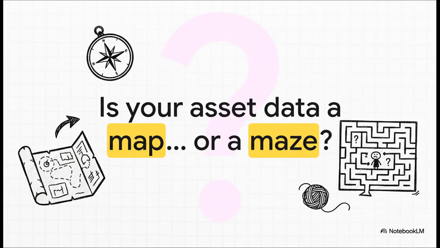So I'll leave you with this one question. Take a good, hard look at your own system. Is your asset data a clear map that's guiding you toward better decisions and higher reliability? Or is it a confusing maze that just leaves you feeling lost? Getting your hierarchy right is the first and honestly the most important step to finding your way.